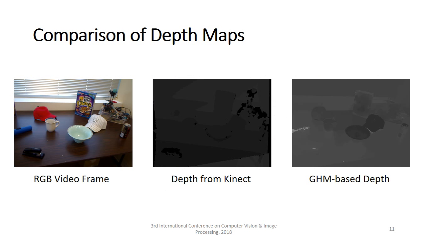So these are the results of our estimated depth map. You can see in our estimated depth map, the edges are well defined compared to the depth from Kinect, and this will give us better feature vectors that we will be using to label our objects.